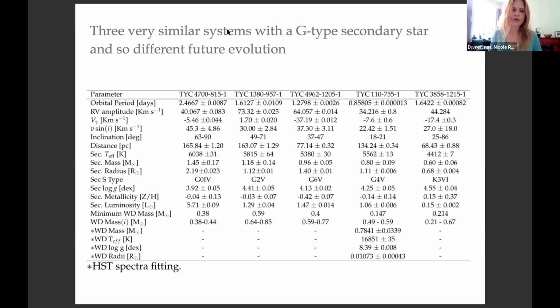And then we move on to the next talk, which is also somehow related to binaries, and which will be given by Nicolay Walters. So could you please share your screen? Yep, one second.